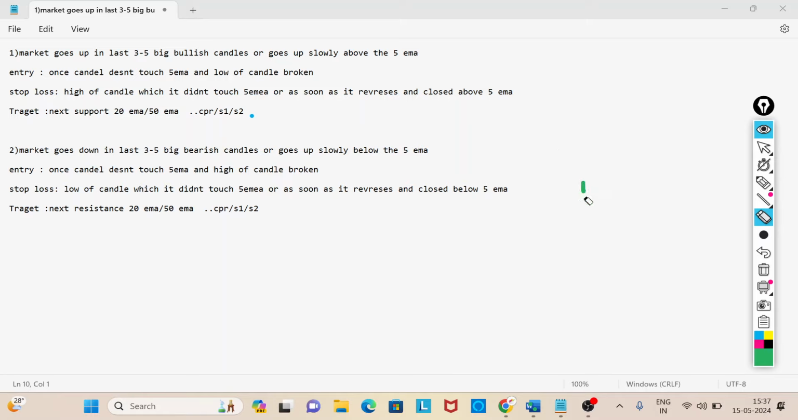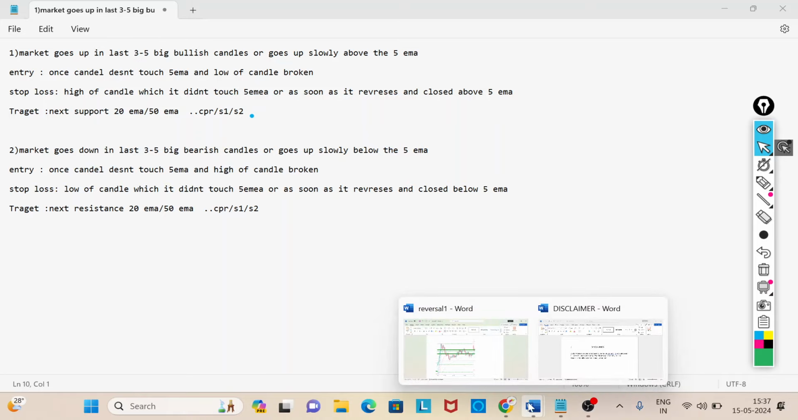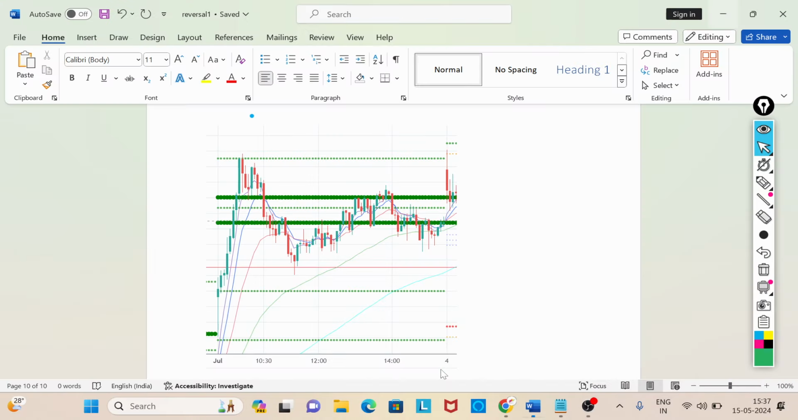I'm putting in a lot of effort. Maybe going forward it will become easy for me. Okay, let's get to the graphs.